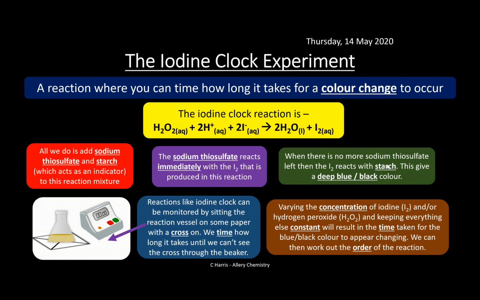Okay, so reactions like the iodine clock can be monitored by sitting a reaction vessel on some paper with a cross on it. This method might be quite familiar to you, and we basically time how long it takes for the cross to disappear. We look down the top of the flask, with our paper underneath with a cross, and we wait until either we form a precipitate, or in this case iodine turns black because of the starch that's added to it. We stop the stop clock once it goes black, and we can alter the concentration of iodine and peroxide in here, and that's obviously going to have an impact on the rate of reaction. So if we increase the concentration, depending on the order, we see if that has an impact on the time it takes for that cross to disappear.